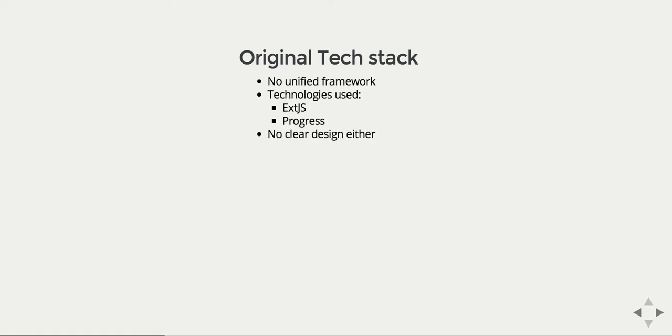So the original tech stack had, like I said, no unified framework. The technologies they used ranged from XJS to Progress to jQuery only, and so on and so forth. There was no clear design. The initial framework I was hired to do was, they brought me in and said we were going to rebuild it in Backbone. What I ended up putting together is an initial framework of Backbone, Marionette, and a jQuery UI widget factory to put all the different components together.